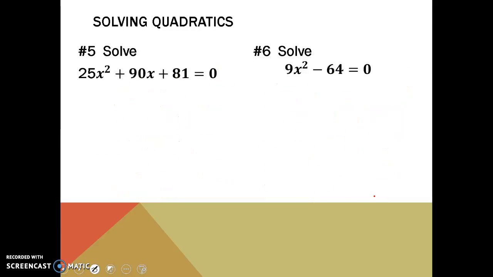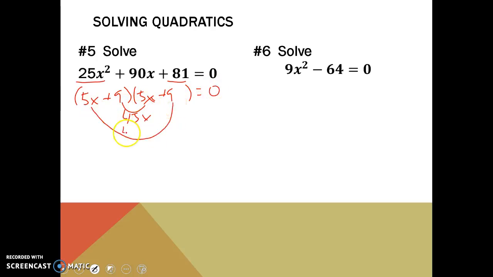Let's move on here. Now, if we take a look at number 5, and I start to factor this like I've done the others, something that gives me 25x squared is 5x times 5x. But then I want something that multiplies together to give me an 81, like maybe a positive 9 and a positive 9, equals 0. And so 9 times 5x, that's 45x. 5x times 9 is also 45x, and if I add them together, I do get 90x in the middle.